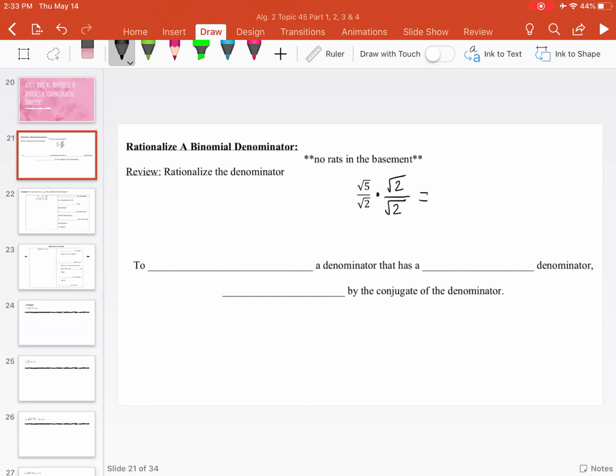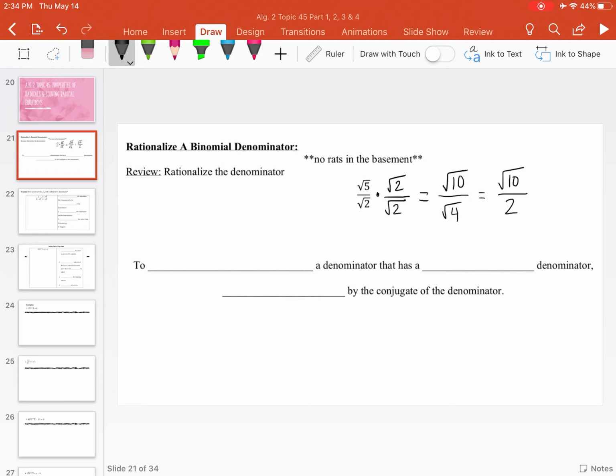Now we can just multiply across. Root 5 times root 2 gives us square root of 10. And square root of 2 times square root of 2 is the square root of 4. And now our denominator simplifies to 2. So we're left with square root of 10 divided by 2. Now we don't have any radicals in the denominator.